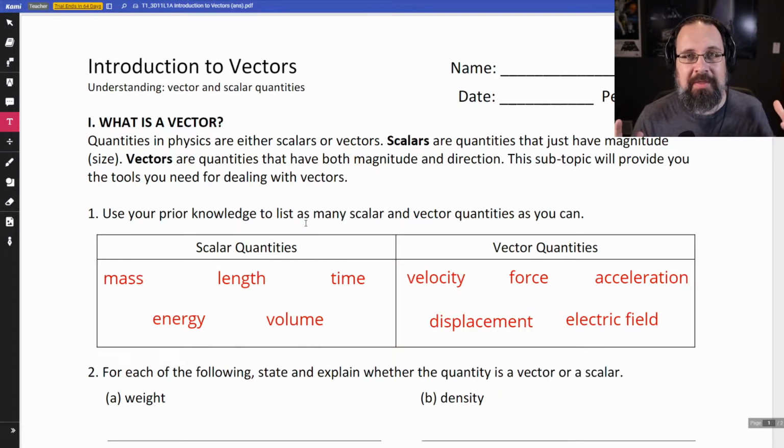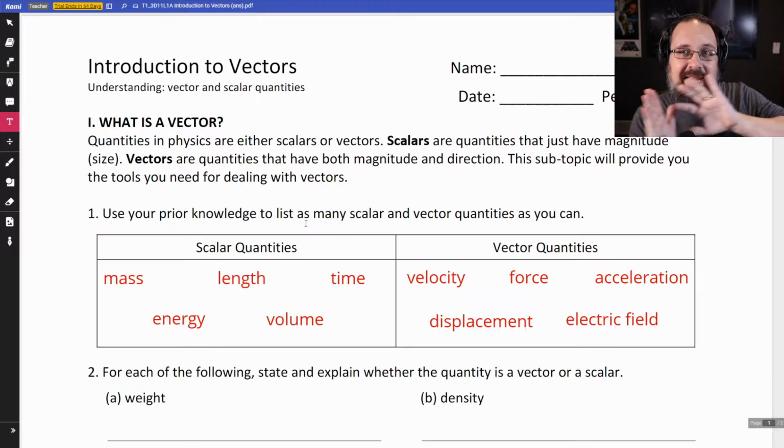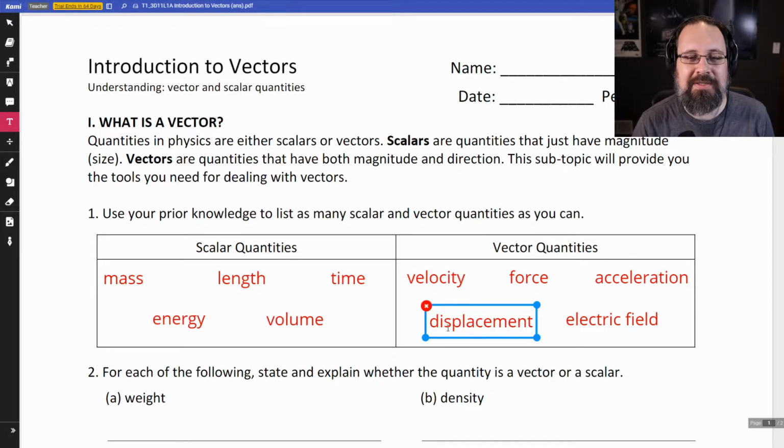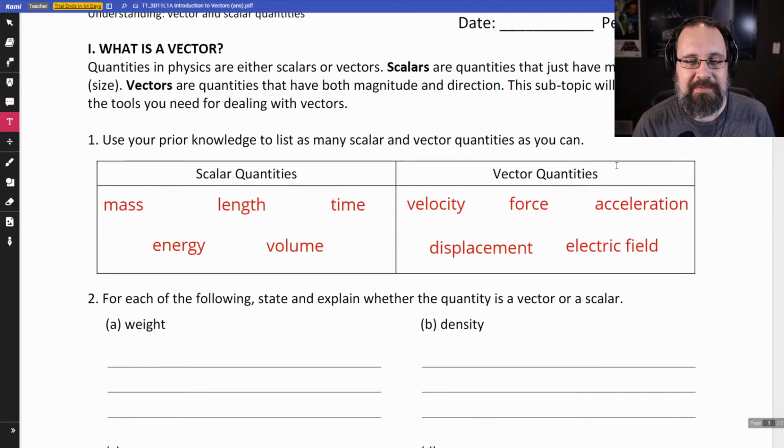If you push something up, it's going to accelerate up. If you push something to the right, it's going to accelerate to the right. So these quantities do point. Velocity points, force points, acceleration points, displacement points, electric field points. These quantities have direction associated with them. And so that's why they're called vectors.